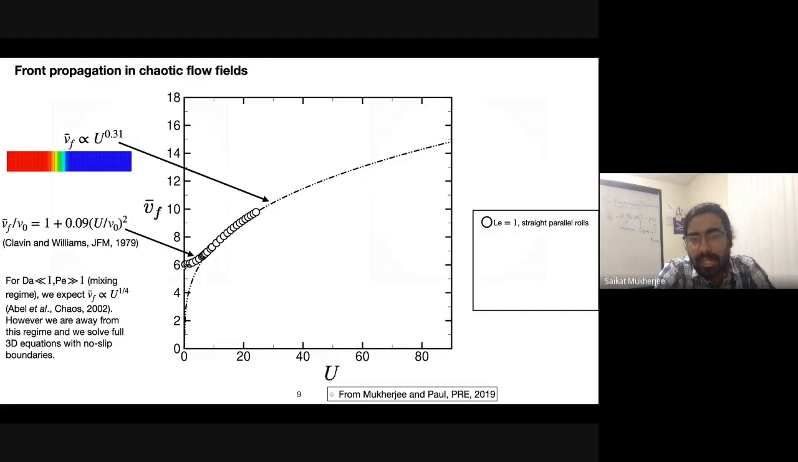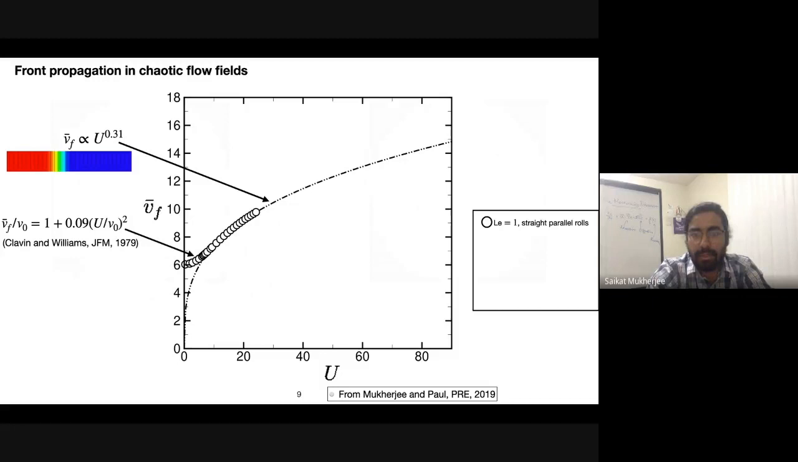And this was also published by Clavin and Williams in JFM in 1979. So it's a really old study, but our study also matches their analogy. Now for large values of fluid velocity, you find a scaling of 0.31 for the front velocity with the fluid velocity. As I said earlier, we couldn't go beyond the value of 6900 because the rolls become unstable. But we extended the scaling further down to compare it with chaotic flow fields.